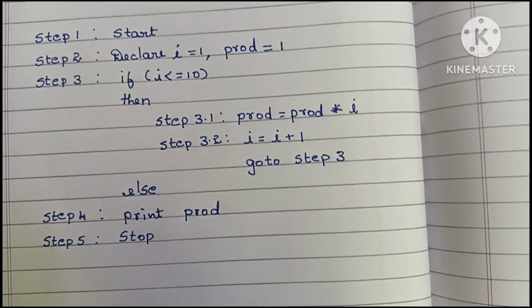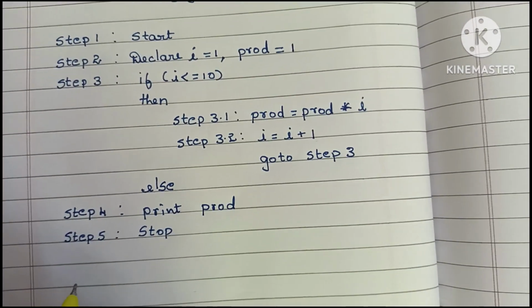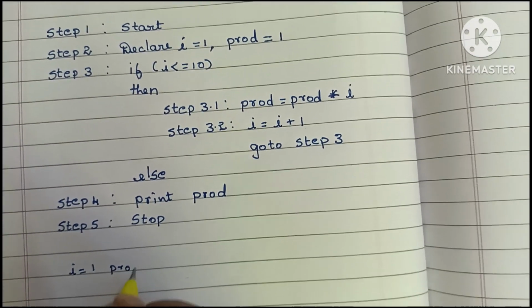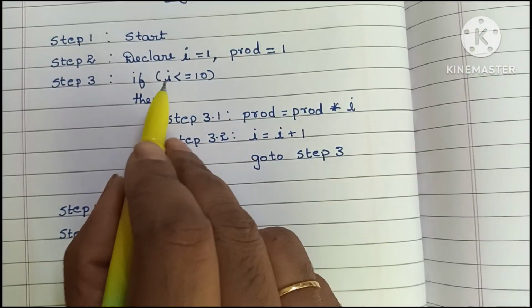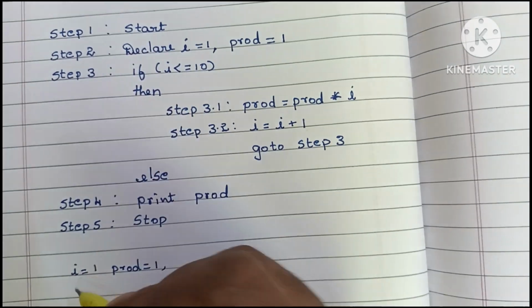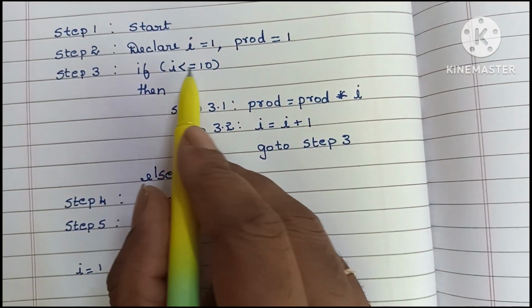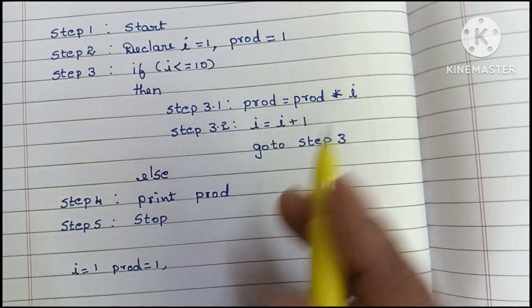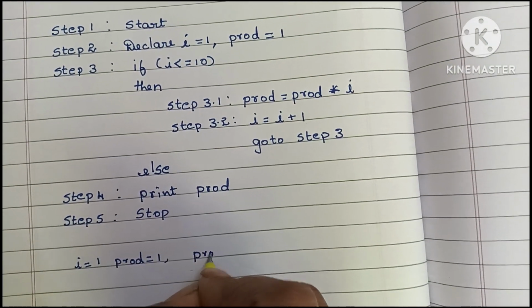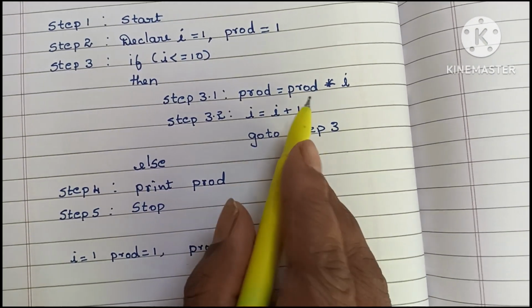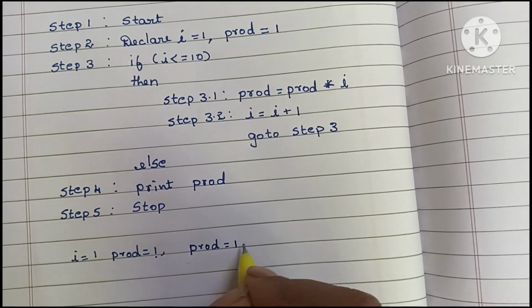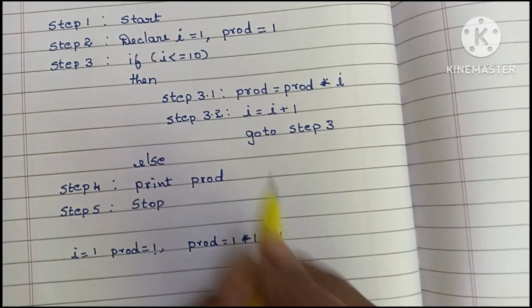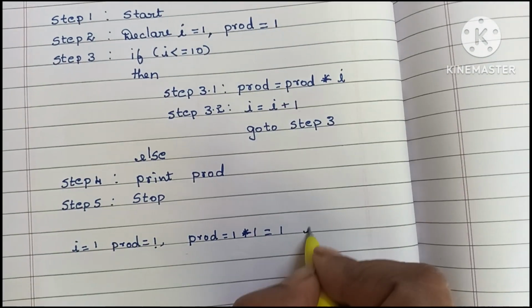Let's see how it works. Here initially I value is equal to 1, product is equal to 1, right? If I value is less than or equal to 10, here I value is 1, and 1 is less than 10, right? So it will execute product is equal to product into I. What is the value of product here? Initially it is 1. 1 into I, I value is equal to 1. It becomes 1.